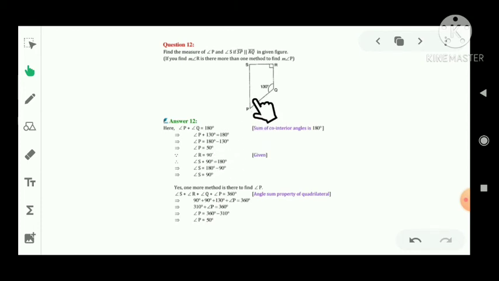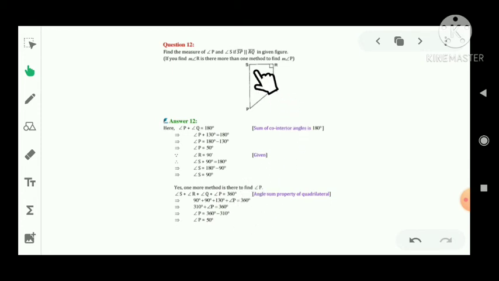So its value will be 50 degree, and you can see angle R is also given, that is 90 degree. Angle Q's value is also given 130 degree. So from this figure we can easily find out the value of angle S by using the angle sum property of a quadrilateral. In a quadrilateral, angle sum property will be all angle sum is 360 degree.